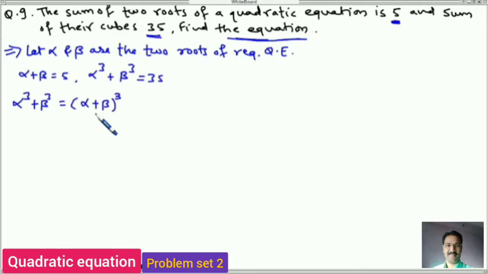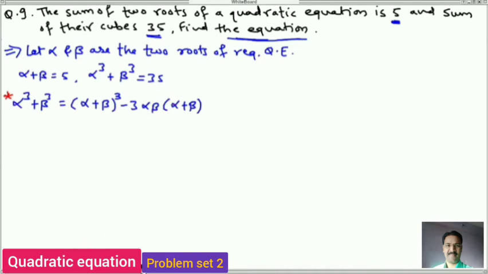But in this part, there is one extra term, minus 3 alpha beta into alpha plus beta. That one we don't need here. So write minus 3 alpha beta into alpha plus beta. This is one of the very important parts. Just try to remember.